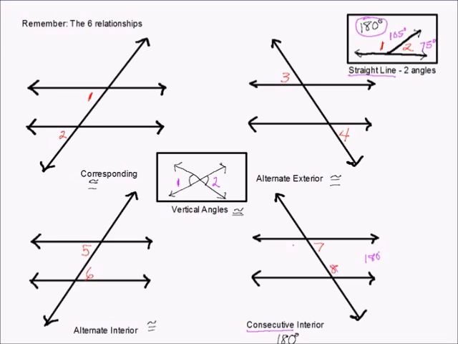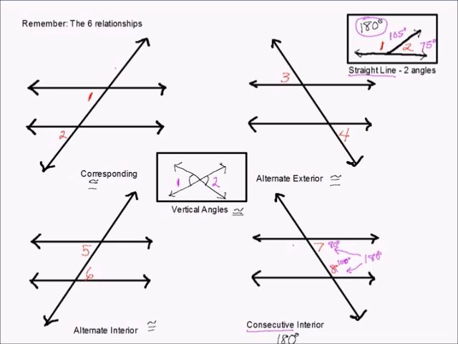Let me write that down. If you already knew angle 8 was, say, 100 degrees, then angle 7 would have to be 80 degrees, because we know that both angles have to add up to 180 degrees. So this is something that you're going to want to remember.